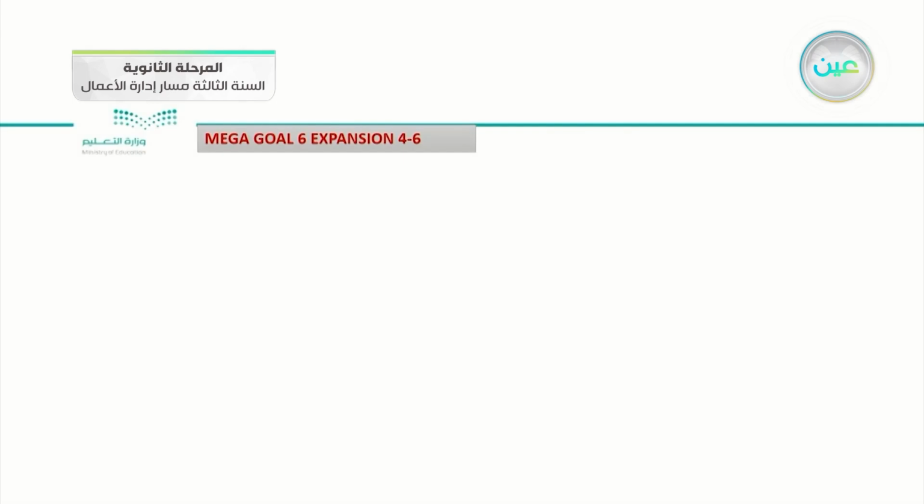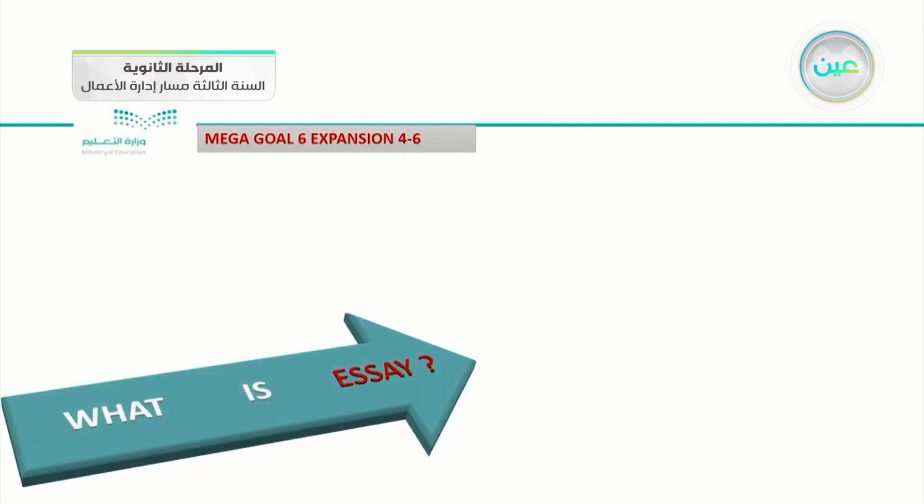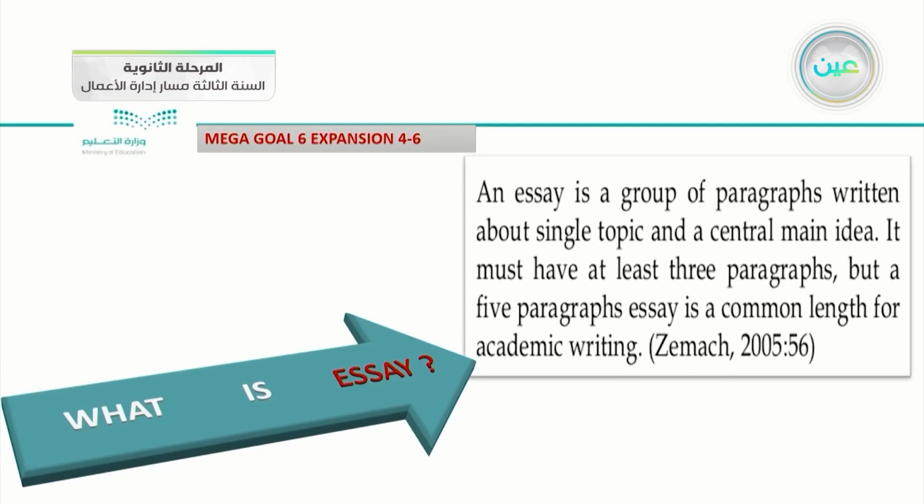Okay, on the next slide, we will talk about the essay as a whole. What does an essay mean? An essay is a group of paragraphs written about a single topic and a central main idea. It must have at least 3 paragraphs. As we said before, the first is the introduction, the second the body, and the last one is the conclusion. But a 5-paragraph essay is a common length for academic writing.